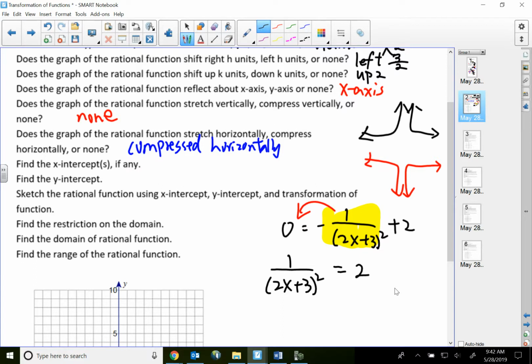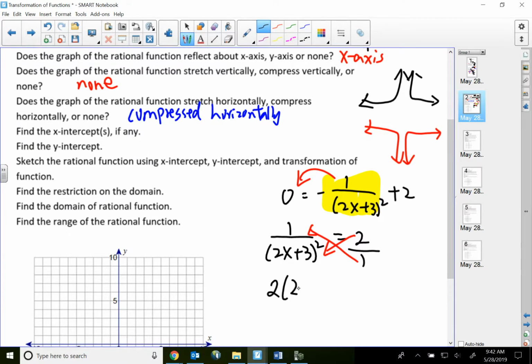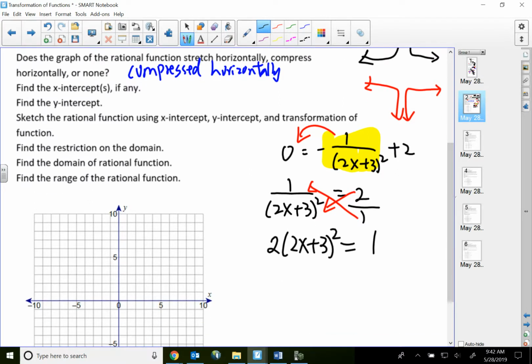Let's see what's a good way to do this. If I use a cross product again, 2 times this, 1 times 1. So that'll be 2 times 2x plus 3 whole thing squared equal to 1. I'm not going to multiply this out, that would be crazy. I'm going to divide both sides by 2 first. Since I only got 2 terms, I'm thinking about the square root property right now. Equal to a half. Take a square root on both sides.